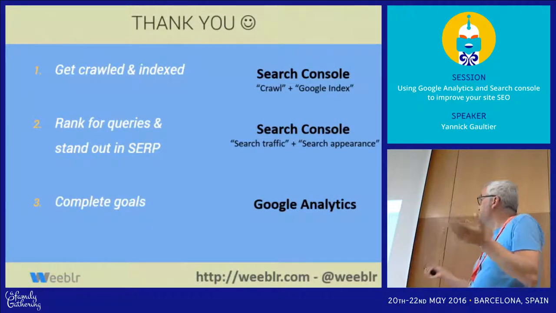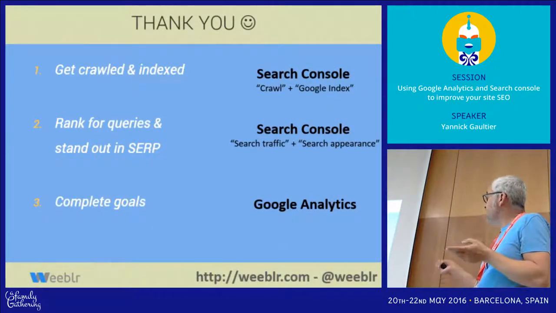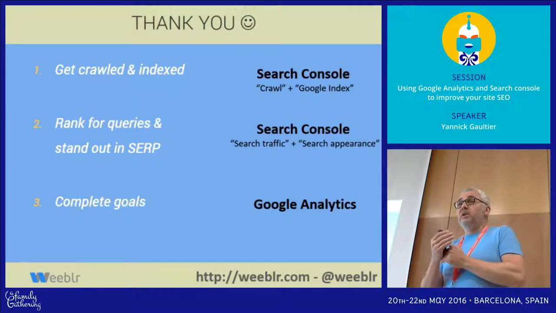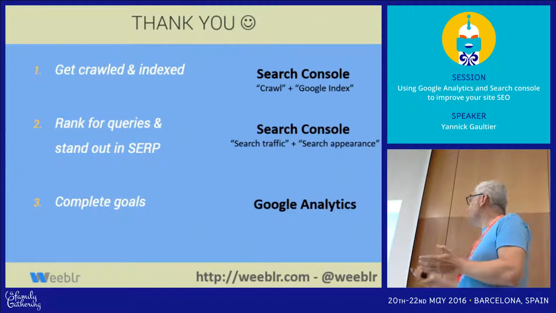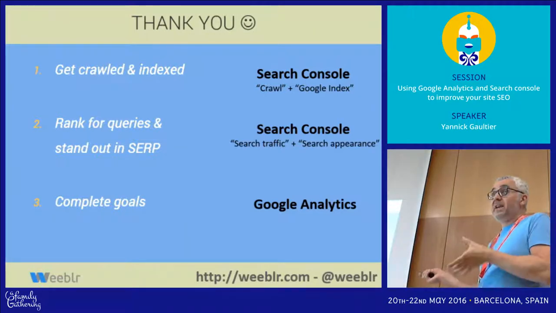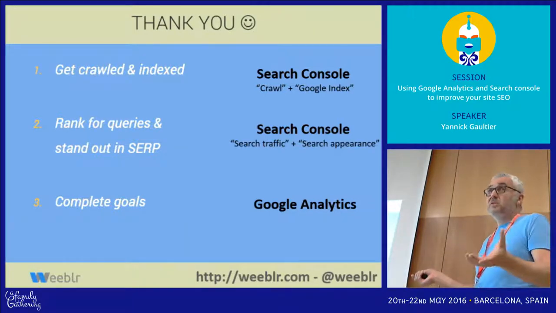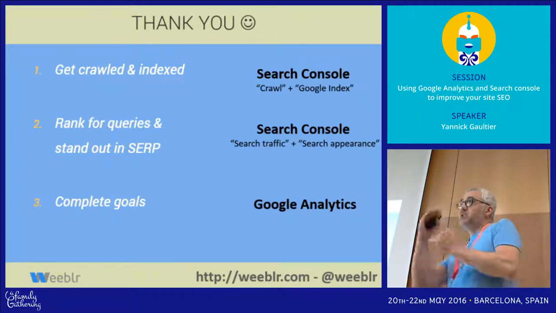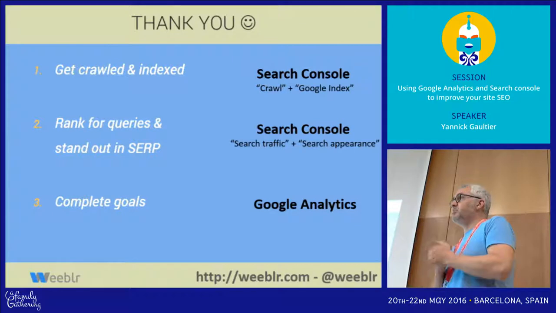Okay, that's pretty much it. I've put here a sort of summary of the three steps there are to getting more people to your site: getting crawled, indexed, ranked, and completing the goals you brought people to your site for, and the tools that you probably want to use for each step. So that's pretty much it for me.